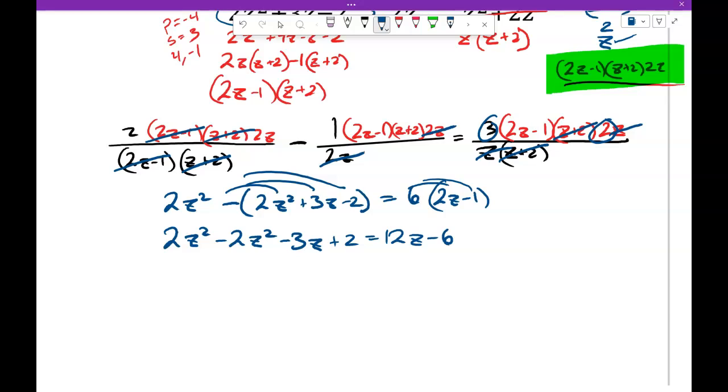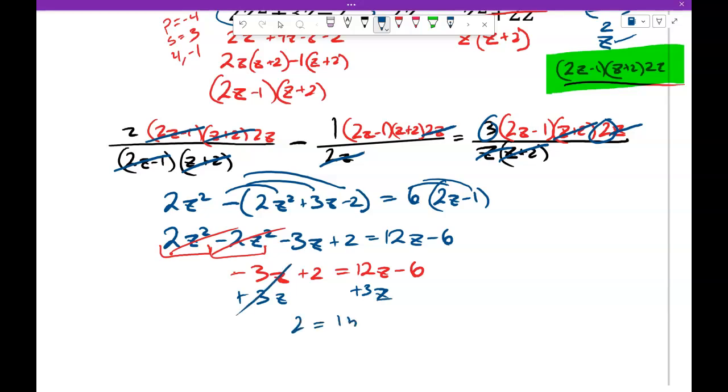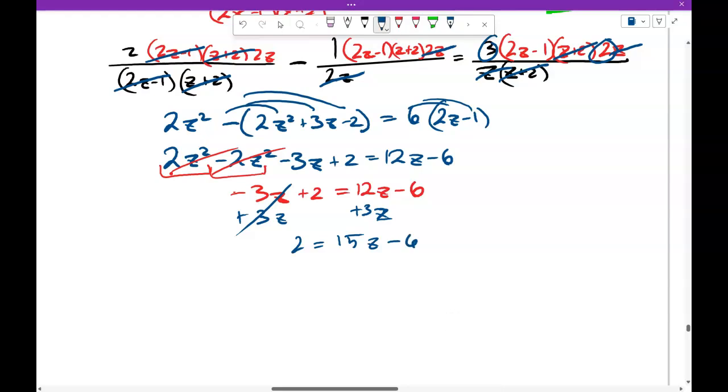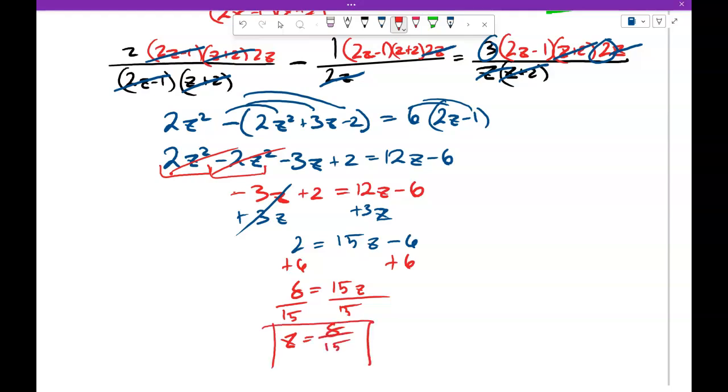We'll combine like terms. So we have 2z squared minus 2z squared. Those equal 0. We'll go ahead and add 3z. And then we'll add 6. Divide both sides by 15, and z equals 8 over 15.